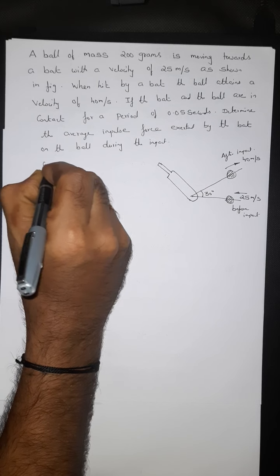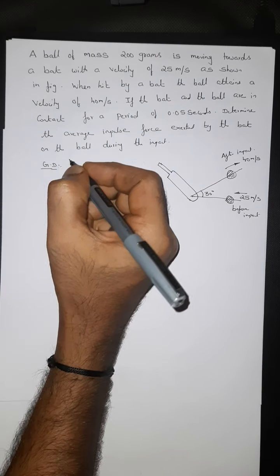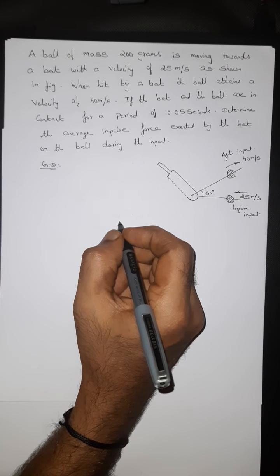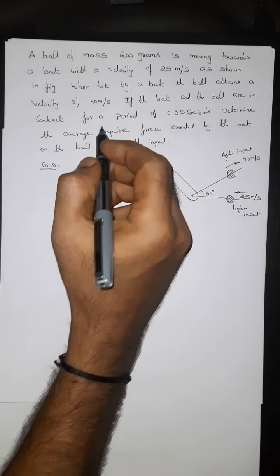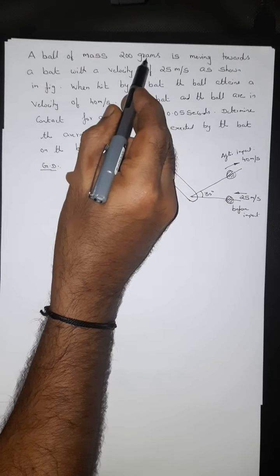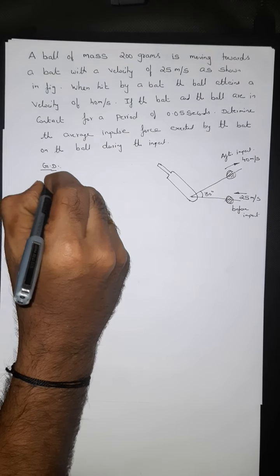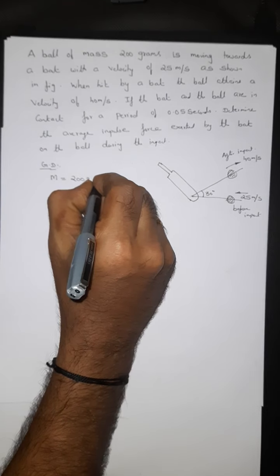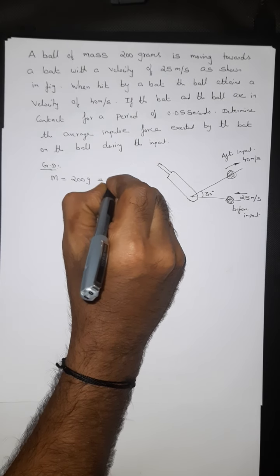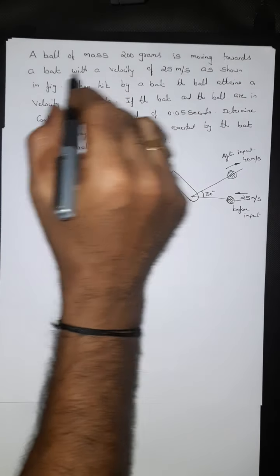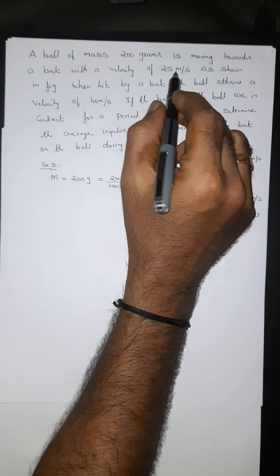Today I am going to solve an application oriented problem by using the impulse and momentum method. So let me extract the data from the given question. A ball of mass 200 grams. So the mass of the ball is 200 grams, which can be converted to kilograms, 0.2 kg, and it is moving towards a bat with a velocity of 25 meter per second.